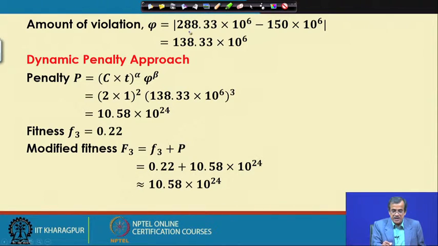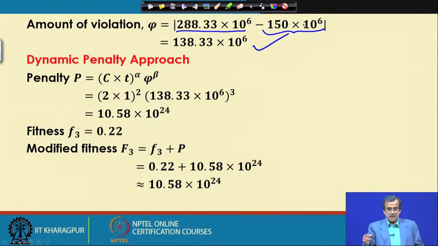So, this is 288.33 multiplied by 10 raised to the power 6, that is actually the developed stress, and the allowable stress is nothing but 150 multiplied by 10 raised to the power 6. And this difference could be either positive or negative, depending on whether I first consider the developed or the allowable stress. So, accordingly I will be getting positive or negative, and that is why we consider the mod value of this violation, and this is nothing but 138.33 multiplied by 10 raised to the power 6.